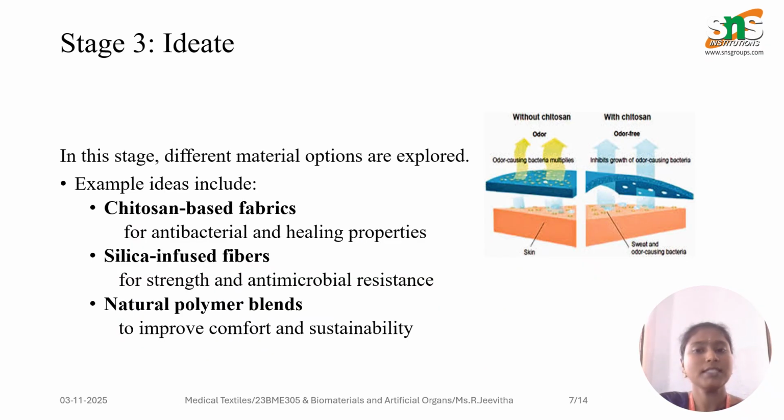And once the problem is defined, we move to the ideate stage, where creativity begins. In this stage, we brainstorm possible solutions using different materials. For example, chitosan based fabrics are great because they have natural antibacterial and healing properties. Silica infused fibers can provide extra strength and prevent bacterial growth, and natural polymer blends like cotton or silk combined with biodegradable materials can increase comfort and sustainability. I learned that this stage allows us to explore multiple combinations before choosing the best one for the product we want to create.